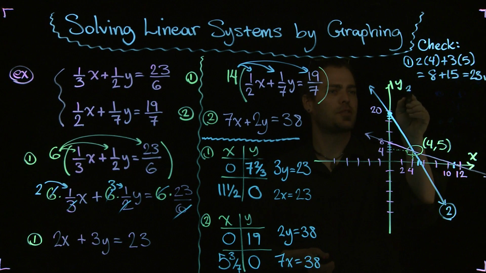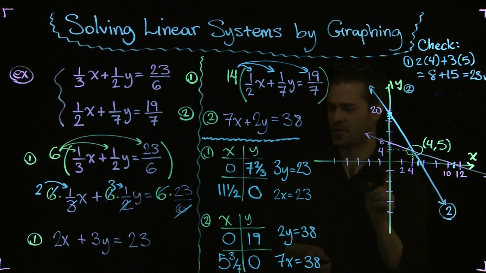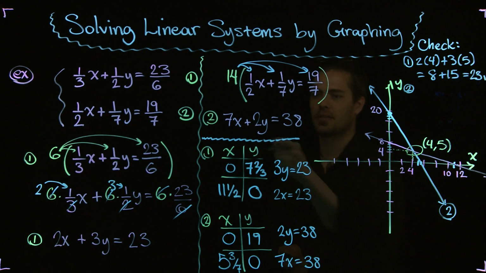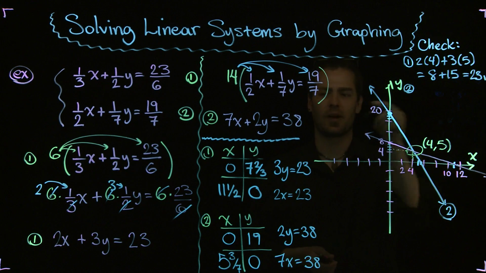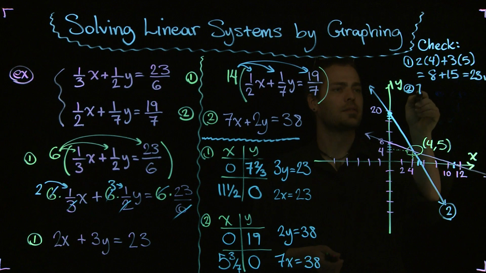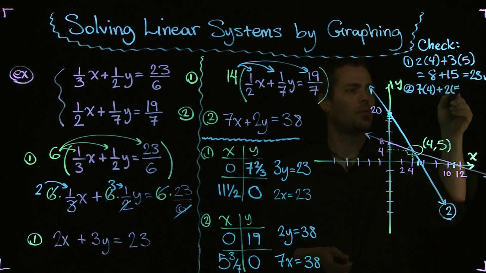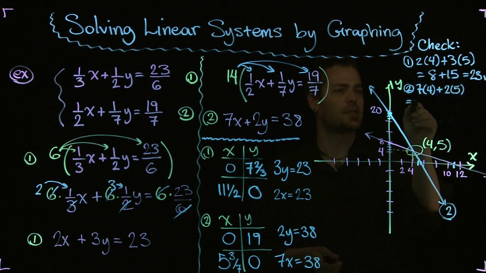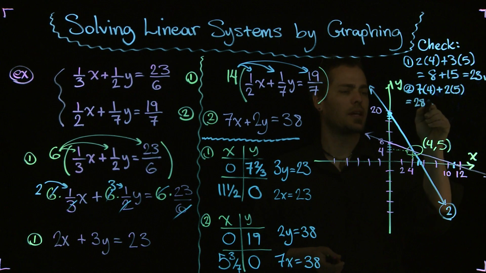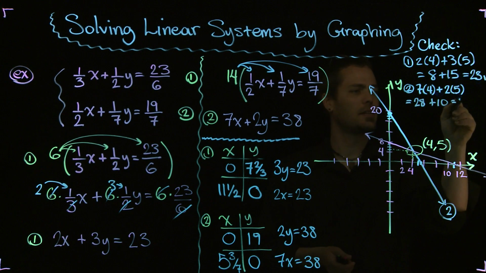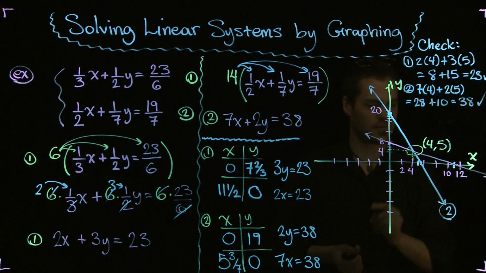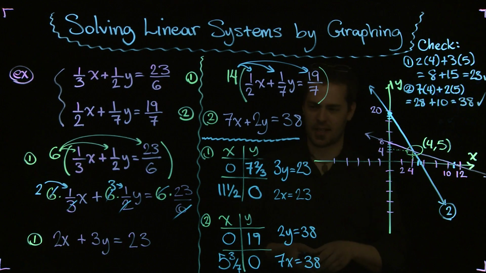Let's check equation number 2. It's got to work for both to be a solution to the system. Equation number 2, I'm going to use my 7x plus 2y, and that should come out to 38. So here's 7x, x was 4, plus 2y, y was 5, and that comes out to 28 plus 10, which indeed comes out to 38. So, all right, checked out. Whew. Especially on such a hard graph to draw by hand.